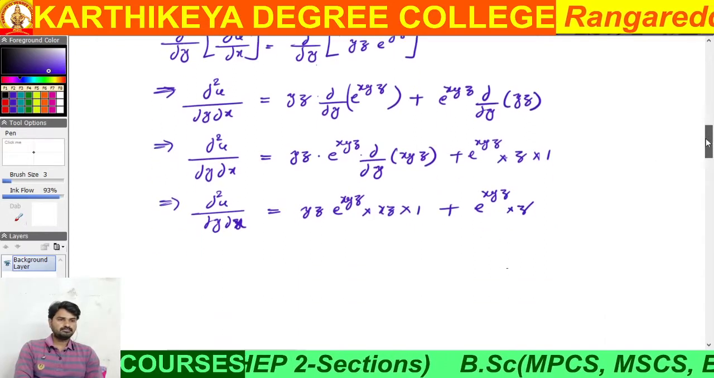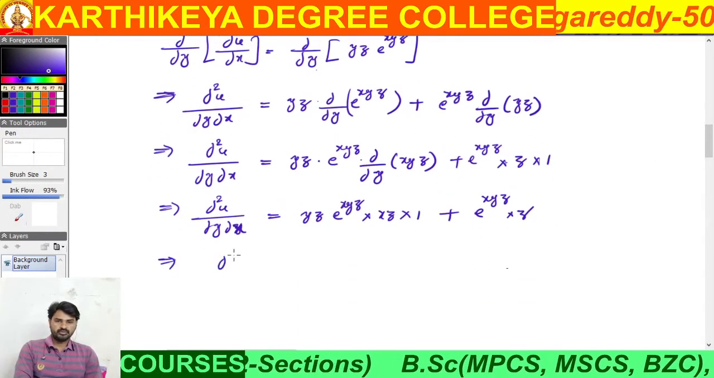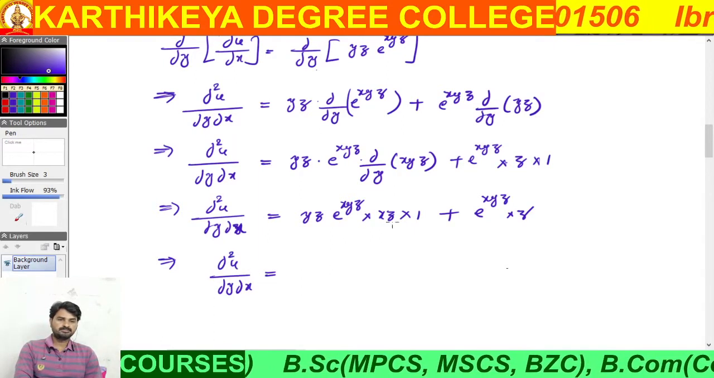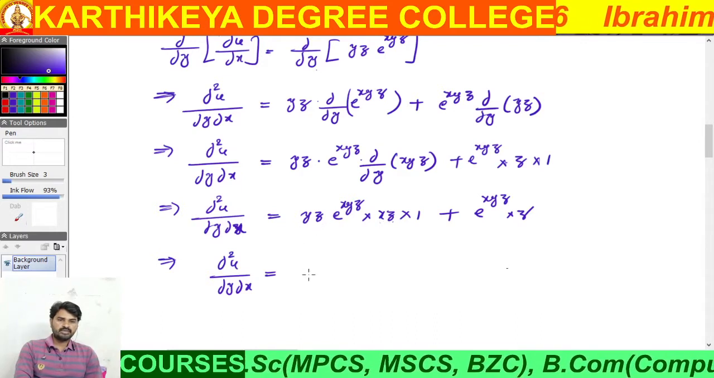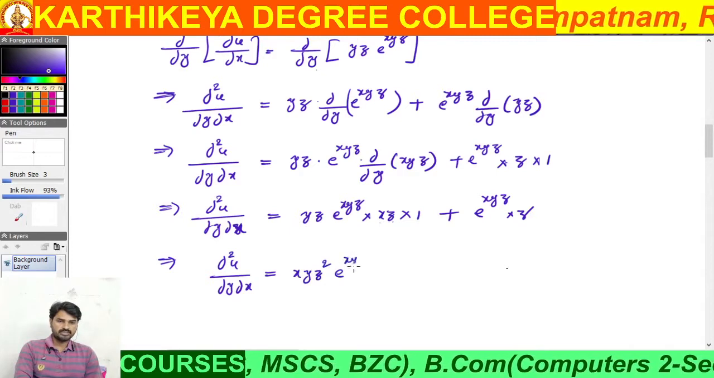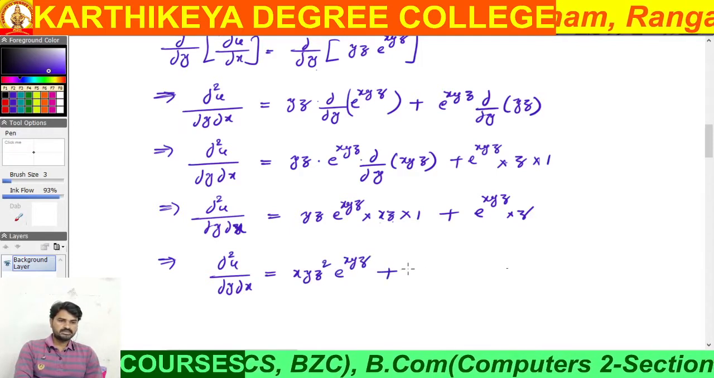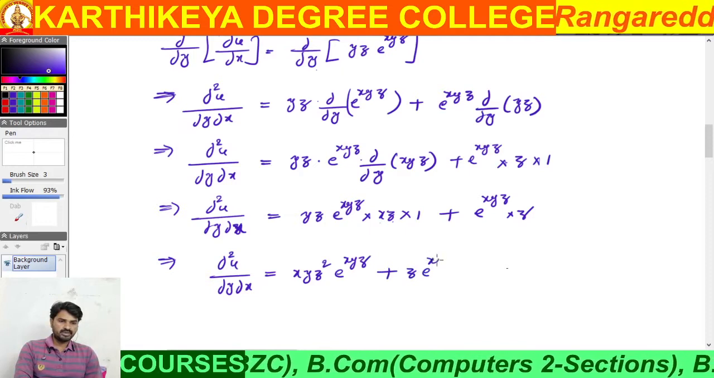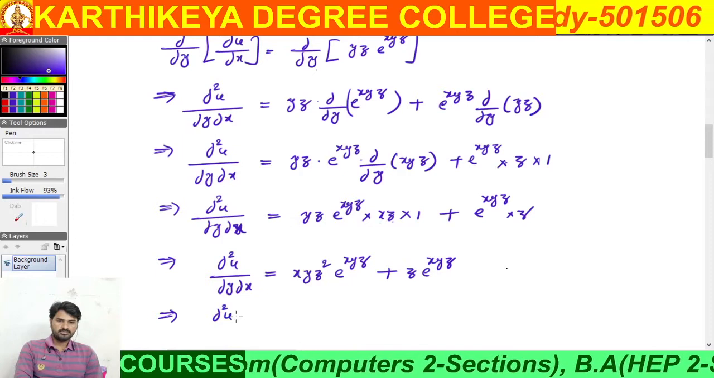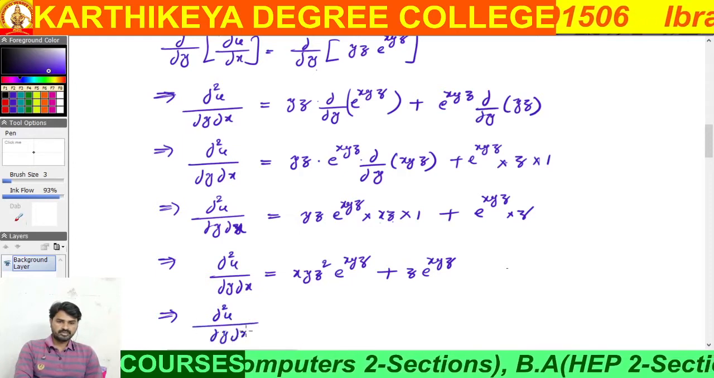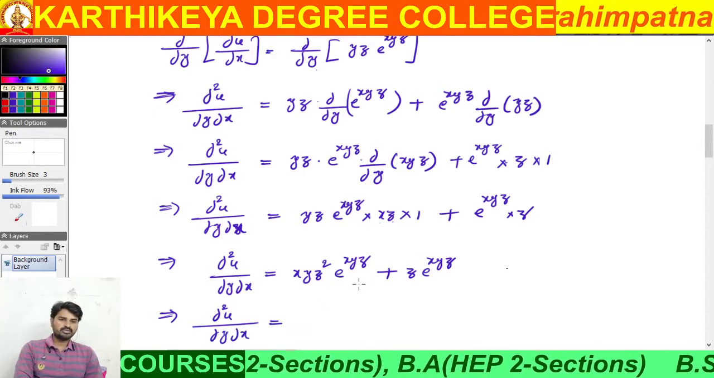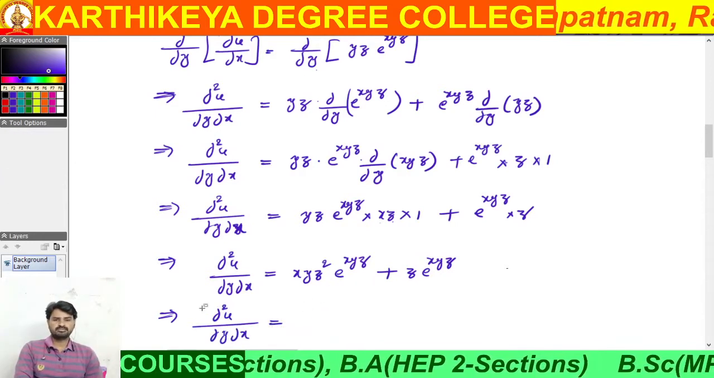Now simplifying here, dou square u by dou y dou x is equal to xz into yz, xyz into z square e to the power of xyz plus z into e to the power of xyz. Finally, if you take the common factor on the right hand side, you have z into e to the power of xyz. Otherwise, you can stop here.